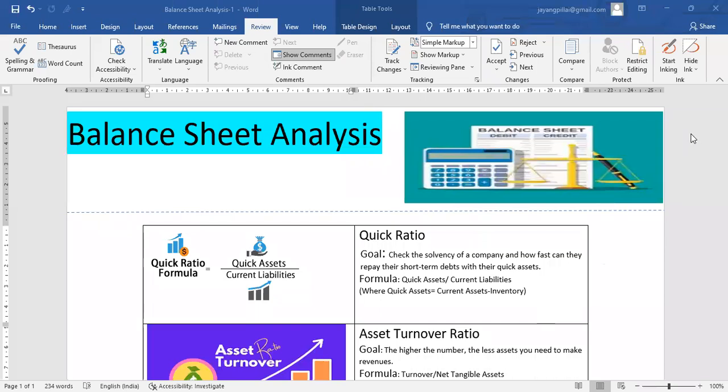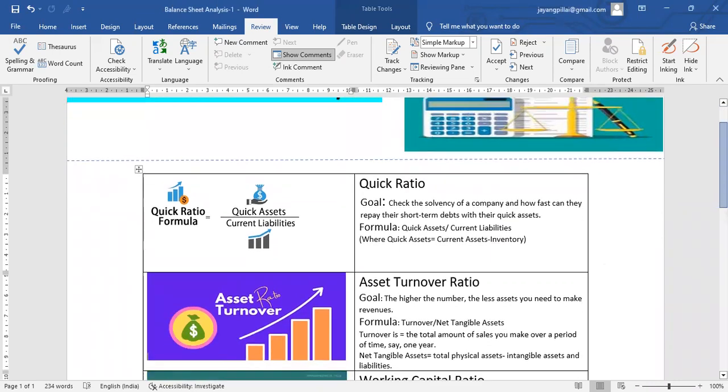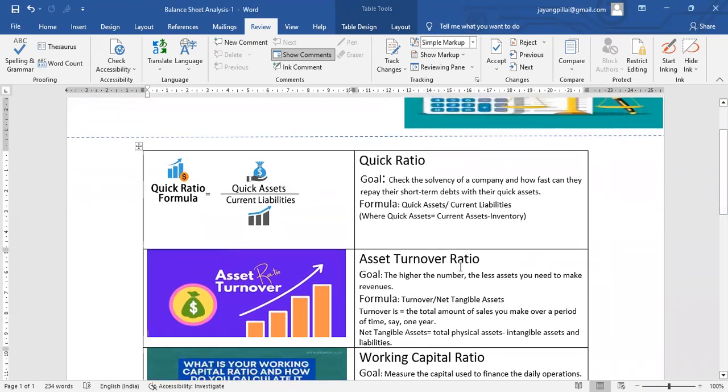And the second ratio mentioned here is asset turnover ratio. The second important ratio is asset turnover ratio. It is found by the formula turnover divided by net tangible assets. Turnover divided by net tangible assets.